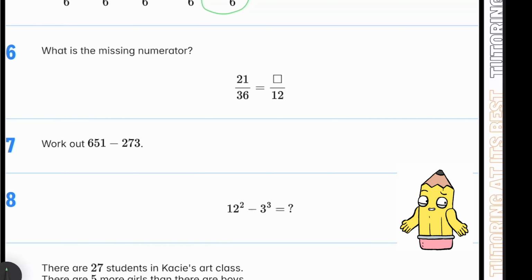Okay, question 6. What is the missing numerator? Now, we call fractions that are equal to each other equivalent fractions. Two fractions are equivalent when their numerator and denominator have been divided by the same number. In this case, we can see that the denominator has been divided by 3. So to find the correct equivalent fraction, we need to divide the numerator by 3 as well. And that gives us 7. So the missing numerator is 7.